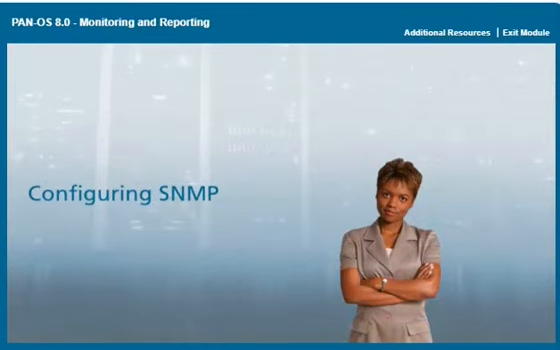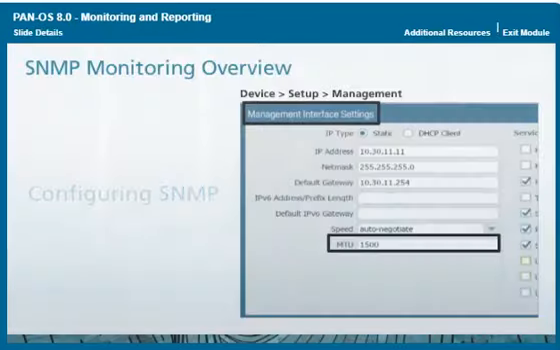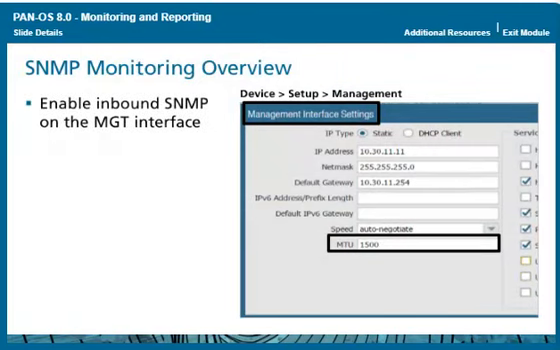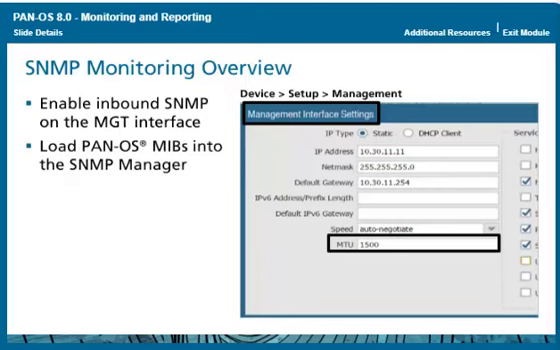Configuring SNMP. If the SNMP manager is on a non-MGT interface, allow SNMP on the interface management profile for that interface. Also, create a service route for SNMP to use that interface.